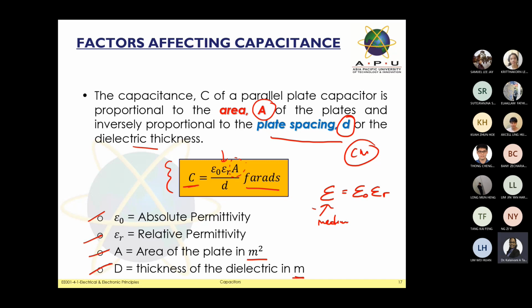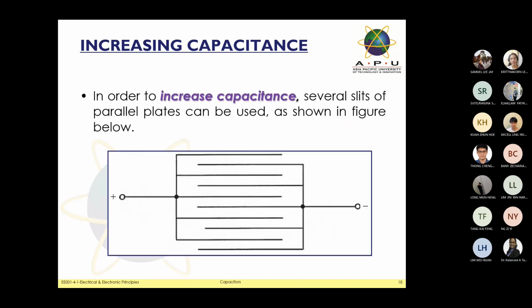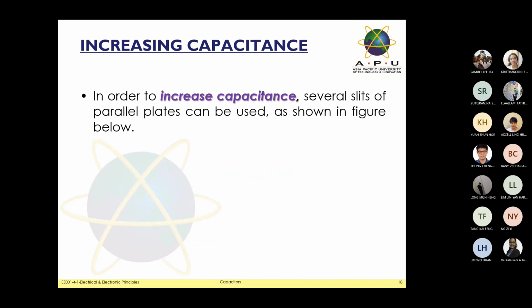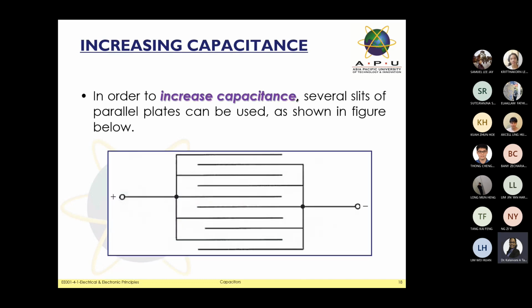Okay, let's go for the next part here. I hope you're done. Now have a look at this part. Okay, increasing the capacitance. You may have a look at the pictures here, the different pictures. So they just let you know about increasing a capacitance.